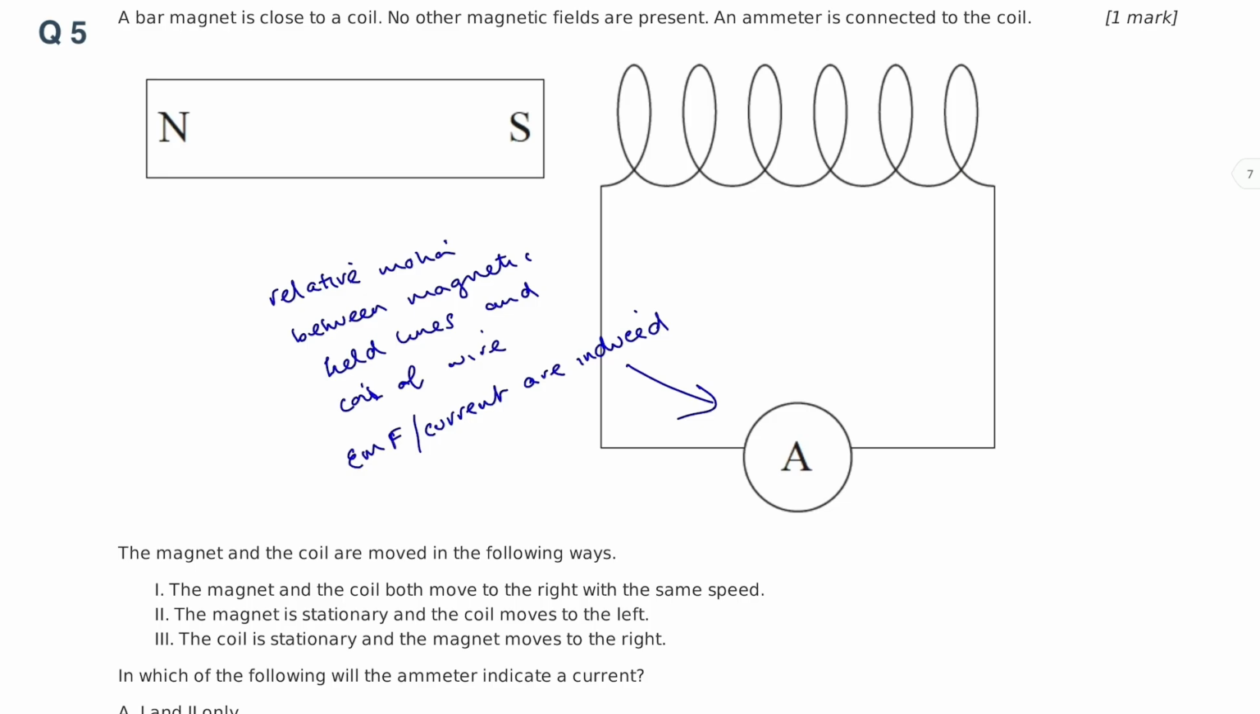So 1. The magnet and the coil are both moved to the right with the same speed. Well, that's not going to induce a current because there's no relative motion. If you were the magnet looking at the coil, you wouldn't see it moving, and if you were the coil looking at the magnet, you wouldn't see the magnet moving, because they're both moving at the same speed. So relative to each other, they're not moving.